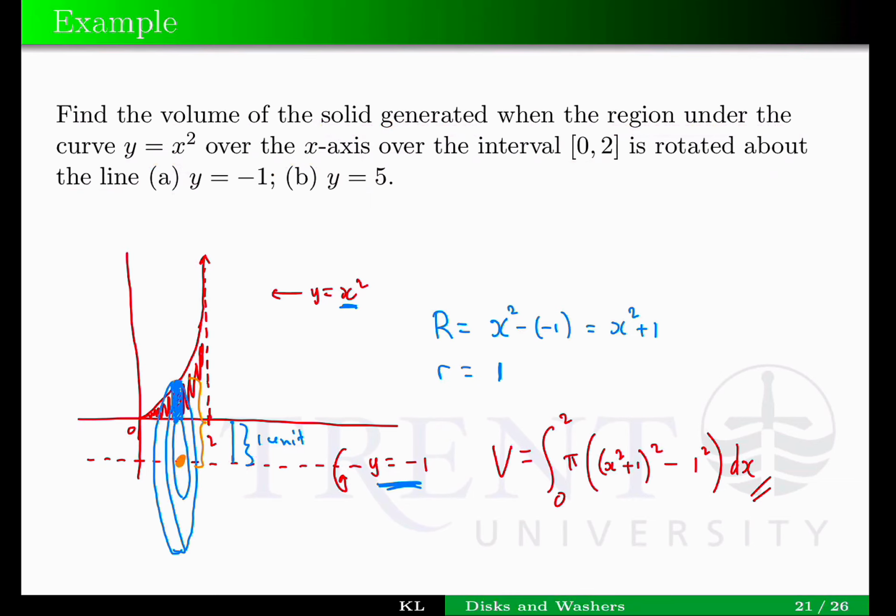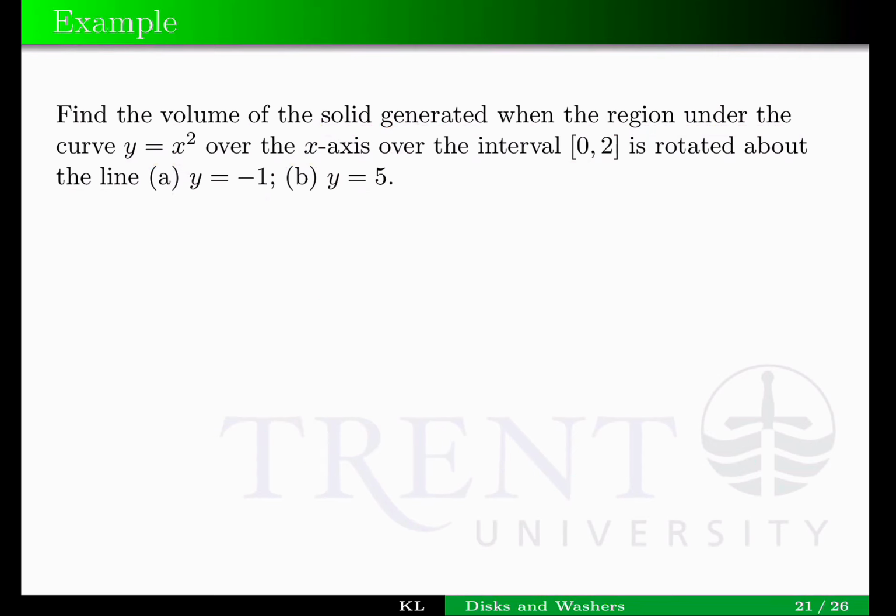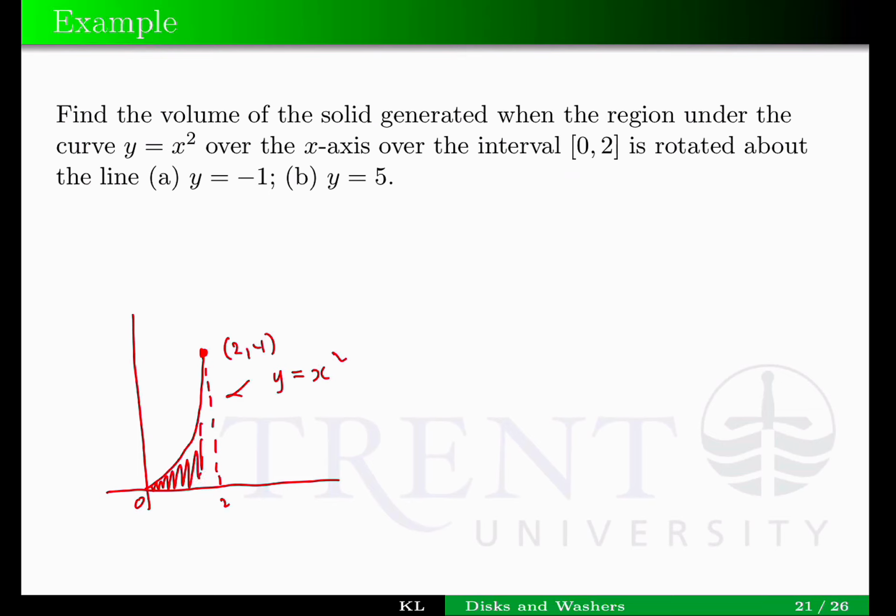Let us do letter B. So we still have the same graph. y equals x squared from 0 to 2. Say this is our 2. This point here is 2 comma x squared, which is equal to 4. This is our region.